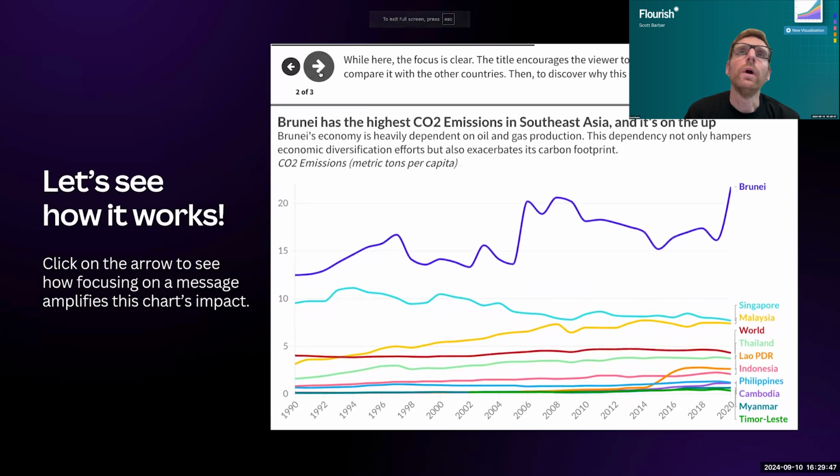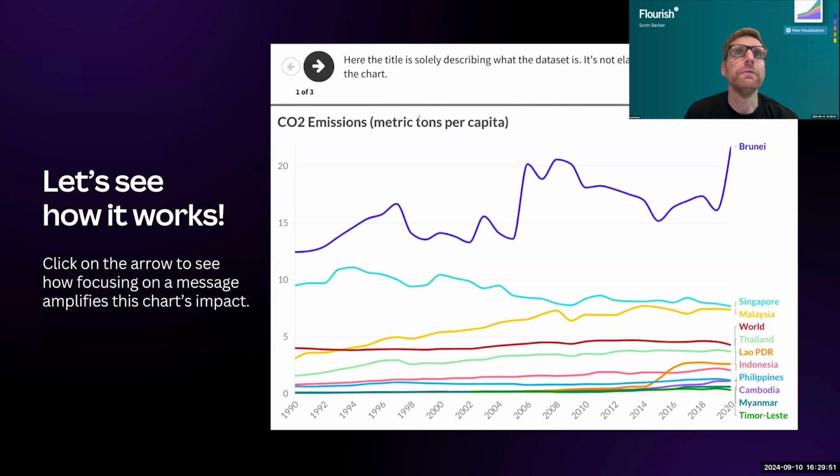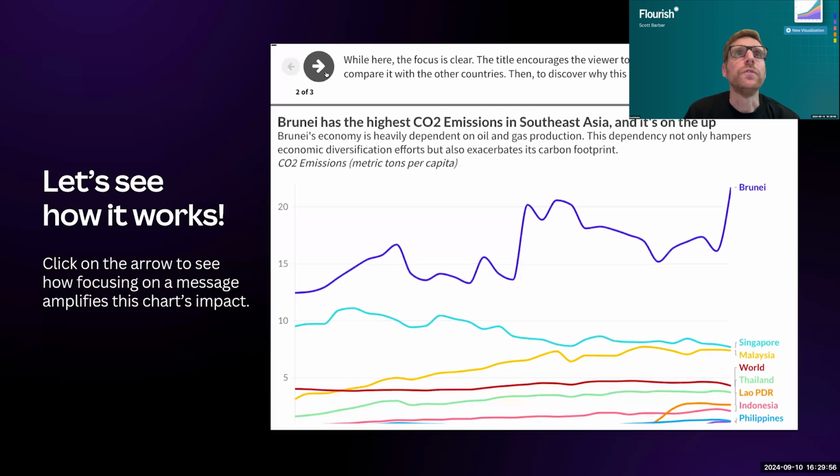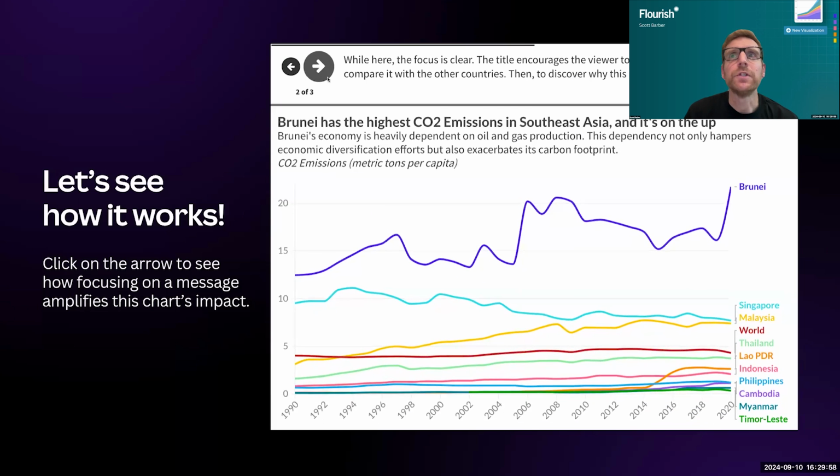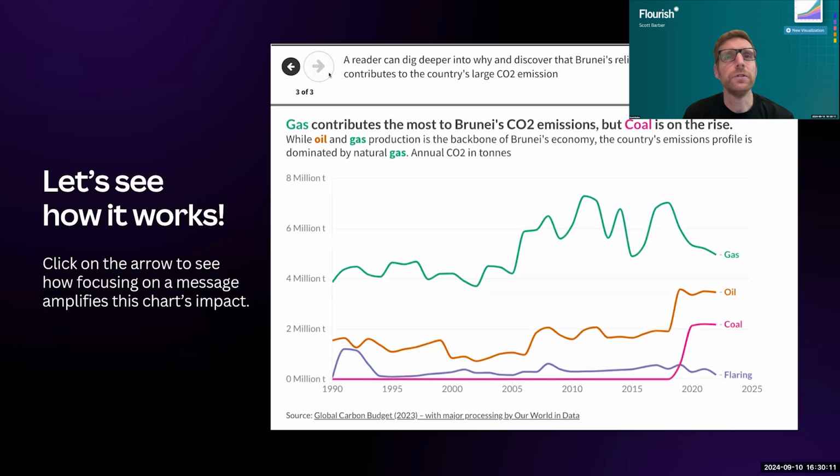Okay, so when we click through here, what we can see is we've changed from the first one, which had this descriptive title that just tells us about the data, to something that actually tells the story. So now we know the story is about Brunei. It's got the highest CO2 emissions in Southeast Asia, and it's on the up. So immediately we're getting some idea of the story. And then from there, we can start to bring in those other points in the narrative, a bit like Cham was saying, taking you on that journey to then tell you what's the next thing under that. And here we're looking under the surface.